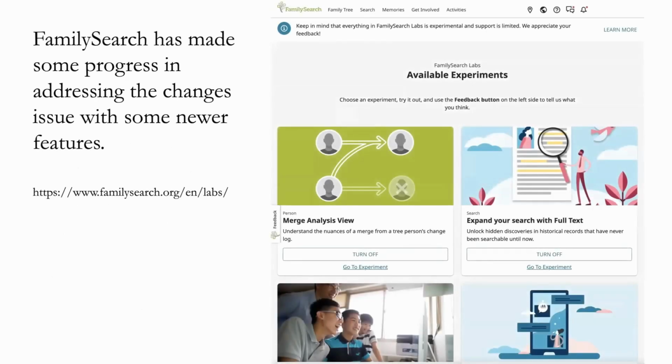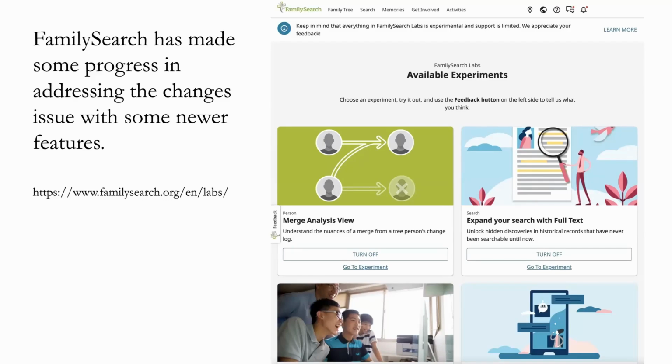Now, FamilySearch has made some progress in addressing the changes issue with some newer features. It's not like there are going to be big security doors coming down; that's not the idea here. They're going to use persuasion and things that are not obviously intended to do what they do. And one of these is understanding some of the new programs that are coming out, and they are located here. This is called FamilySearch.org Labs, and this is where the new programs are.